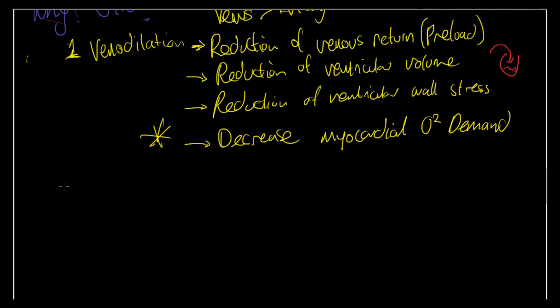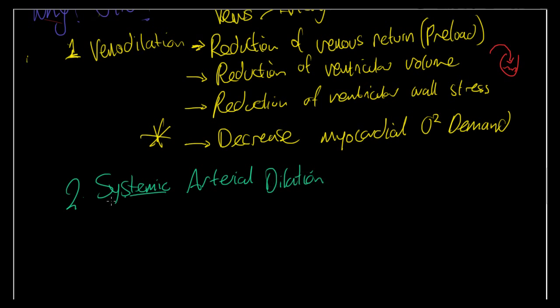Let's talk about number two. I'll use a different color here. Number two is systemic arterial dilation. I wrote systemic to differentiate it from coronary arterial dilation, and I'll talk about why once we get to point number three. This works to reduce afterload.